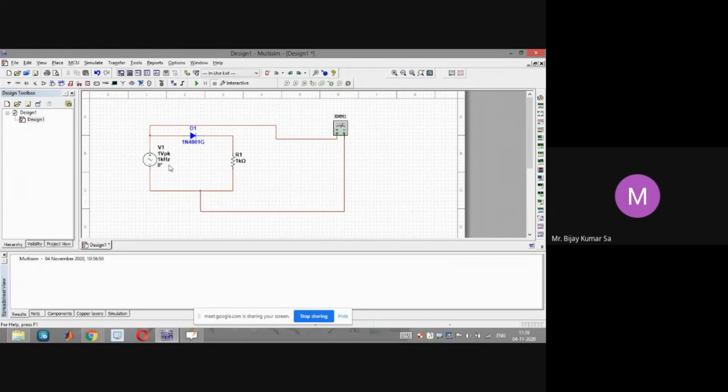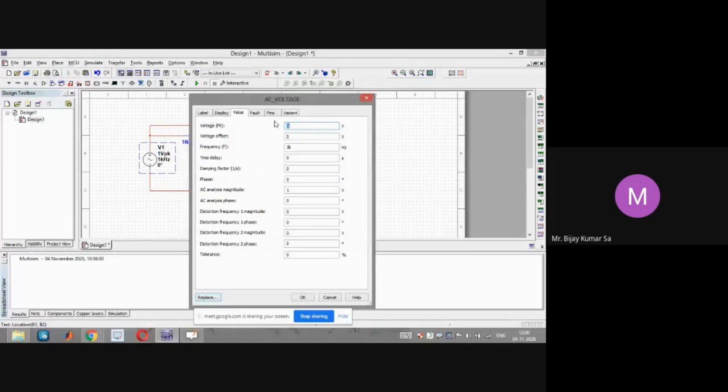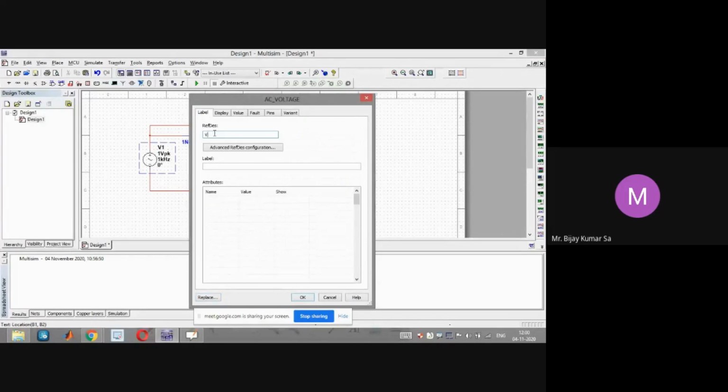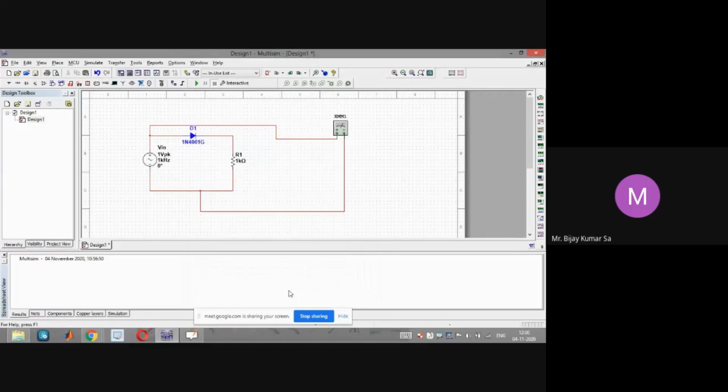I have connected it to the input signal. This is my input. Let me change the name also so that you can better relate. Label, this is V input. So there should not be space in between. V in. I have named this voltage source as V in.